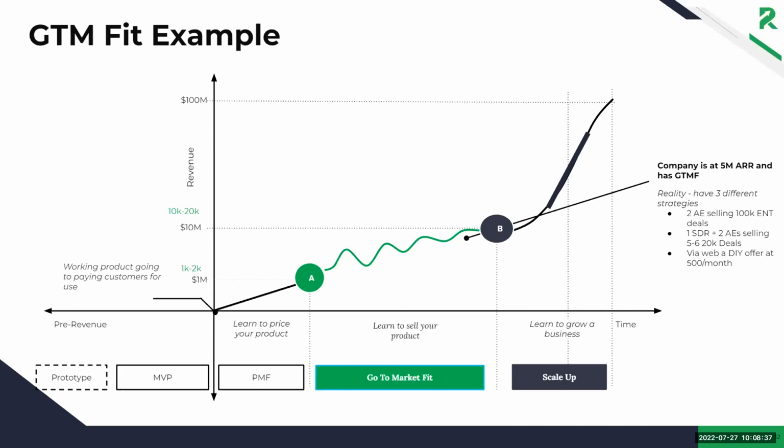So here's an example, more information here, and I'll ask another question. You ask a company, how are you going to market? What is your average deal size? Where's your revenue coming from? And they say, okay, I have 3 different strategies. Strategy 1 is I have 2 AEs that are selling $100,000 enterprise deals. Number 2 is I have an SDR and an AE that are selling 5 to 6 $20,000 deals a month. And then over the web, I have an offer of about $500 a month. What would your next question be using this methodology for go-to-market?